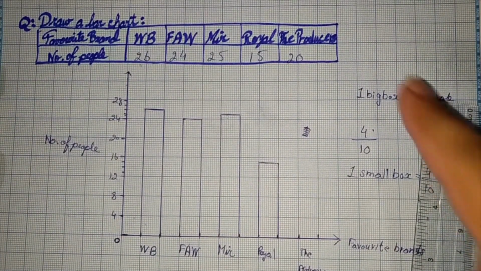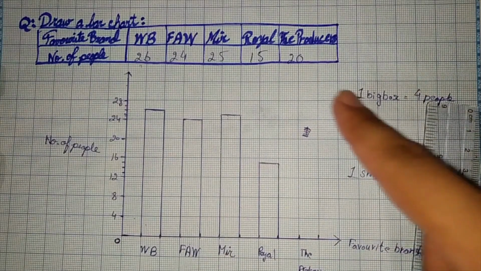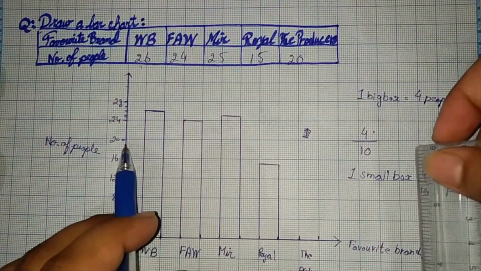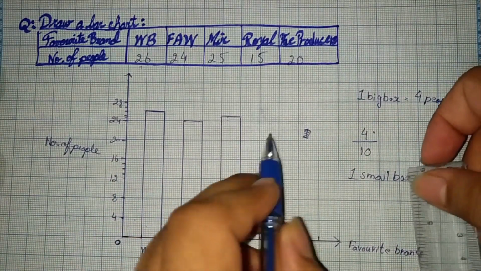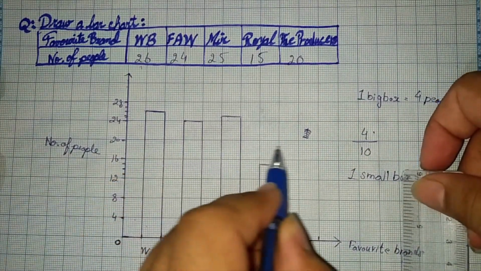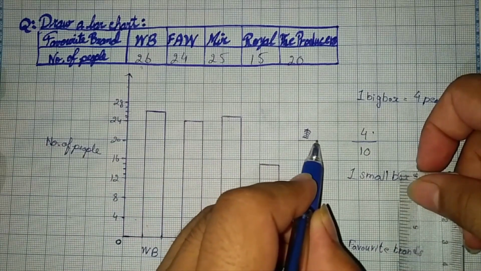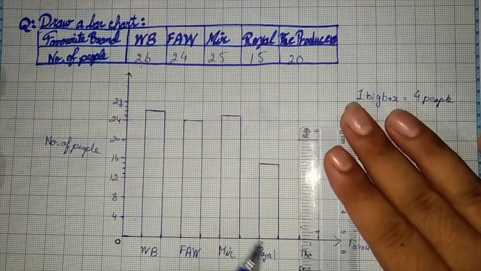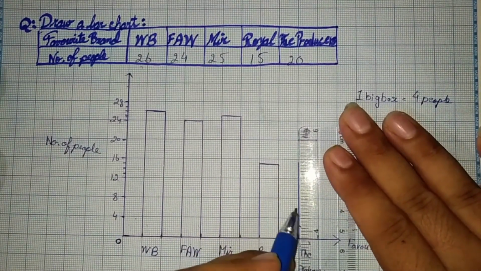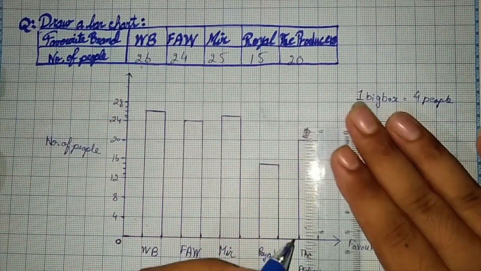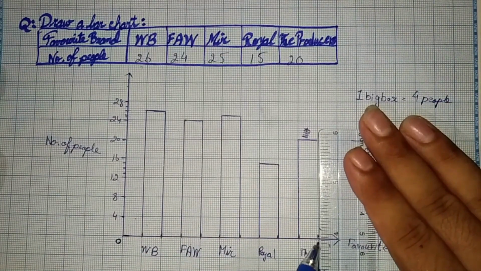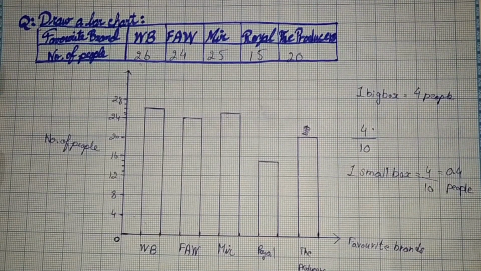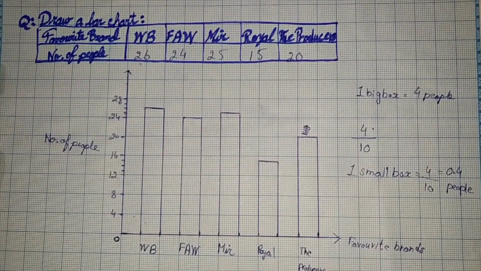Now in the end we have the producers. So there are 20 people. You can see here we have 20, and this one is the line of 20. So this is the height of this bar. So I will join this line, and now I will draw this line. So now we have completed our bar graph, or we can say bar chart.